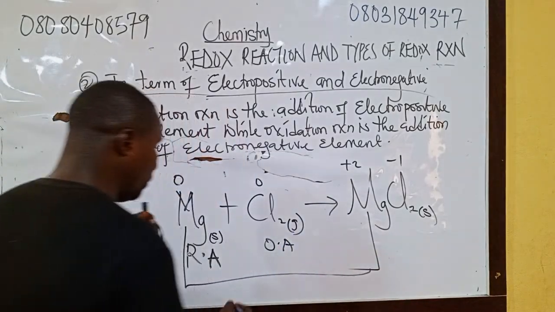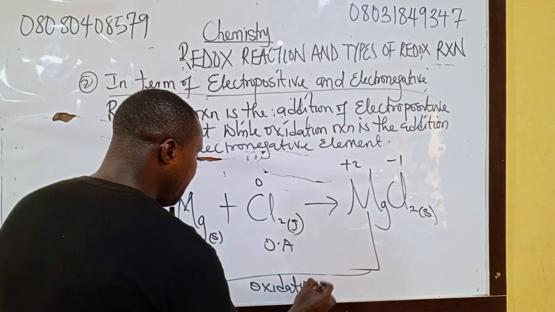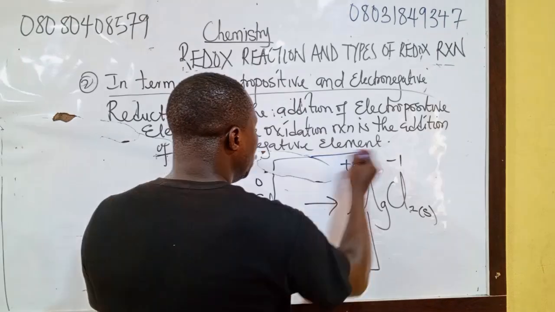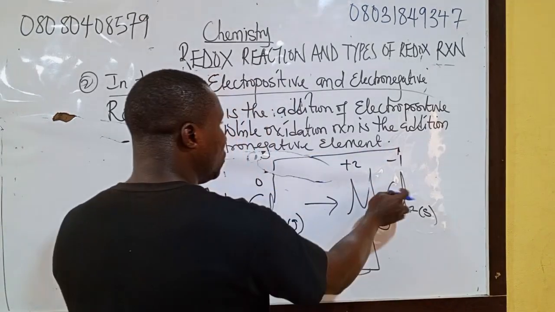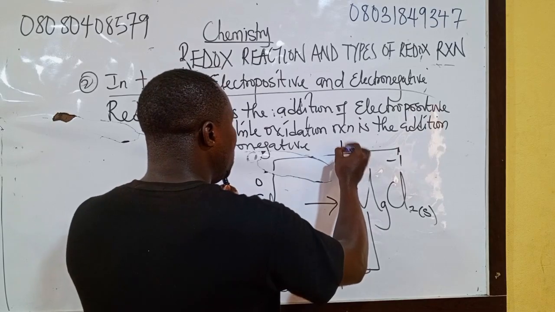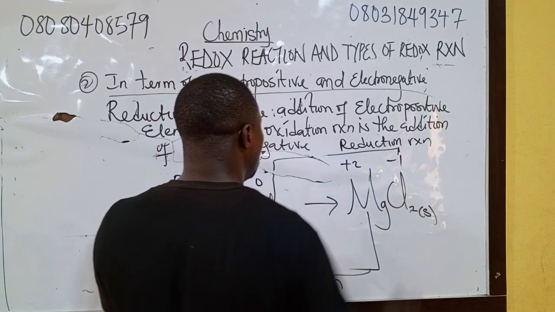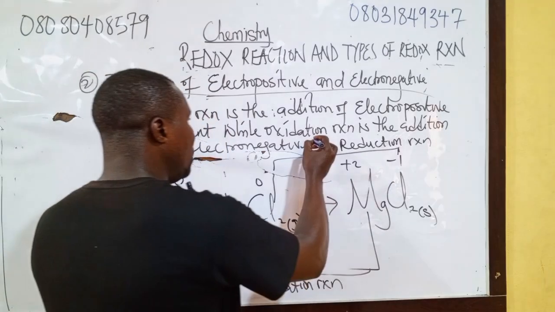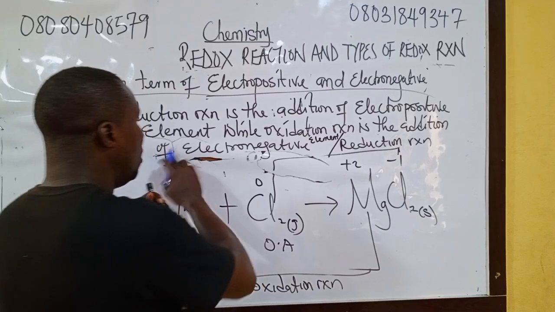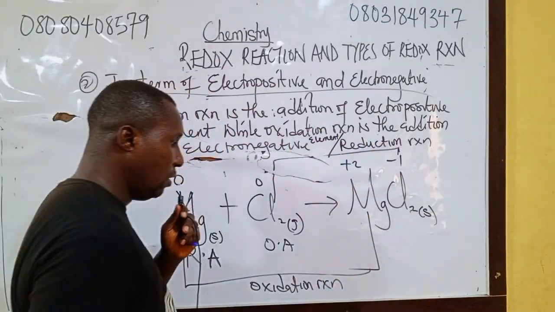Here, what kind of reaction? The reducing agent undergoes oxidation reaction, while the oxidizing agent, that means from chlorine to chloride, is a reduction reaction. Take note. Every element here, if you want to write, that means electronegative element. From here to here, that means reduction reaction.